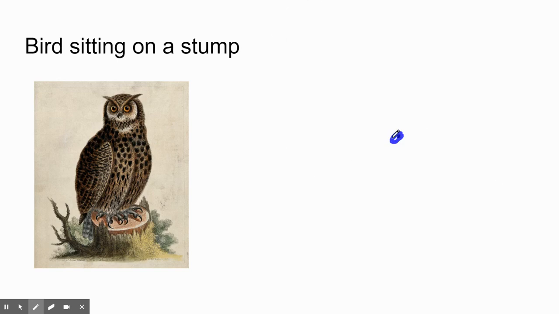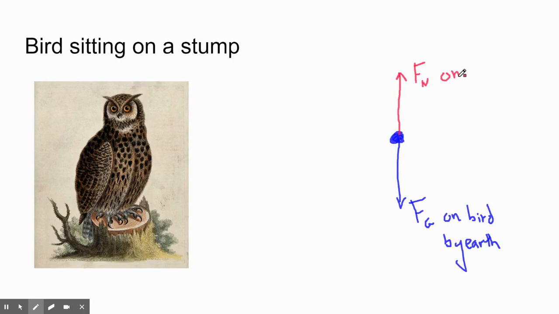All right, once you have your bird, let's draw the arrows on it. What forces are acting on said bird? Okay, good. Which way is gravitational force acting on the bird? F, G. Okay, this is where it's going to get interesting because I can't write very well on here. On bird by the earth. Okay, then we have our normal force on the bird by stump.